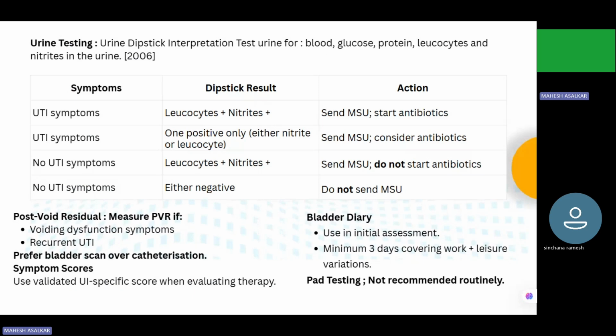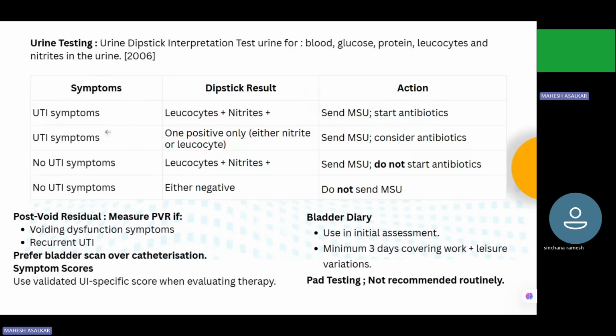Please concentrate. If the patient has got urinary symptoms and your urine test is positive for leukocytes and nitrites, both are positive, then what will you do? The patient is symptomatic, the test is positive, you will start the antibiotics, but you will send the MSU. So you send the midstream urine culture and you start the antibiotics. Okay, because the patient is symptomatic, the test is also positive for both. So when they give you the scenario, look into whether the patient is symptomatic and whether the test is positive for both.